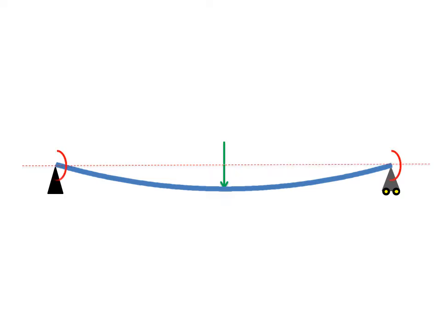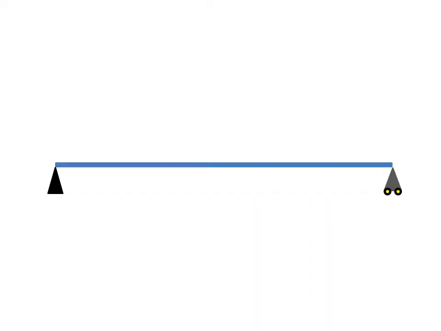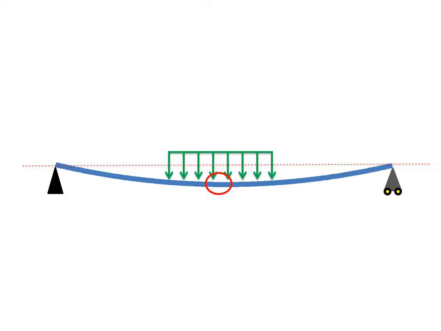At the supports, no matter if it is pin support or roller support, there is no deflection, but the tangents to the supports are not horizontal. That means the slope of tangent at the supports is non-zero. If the single point load is changed to a distributed load, the maximum deflection will still be at the middle. The deflected shape of the beam is very similar to that due to a single point load.